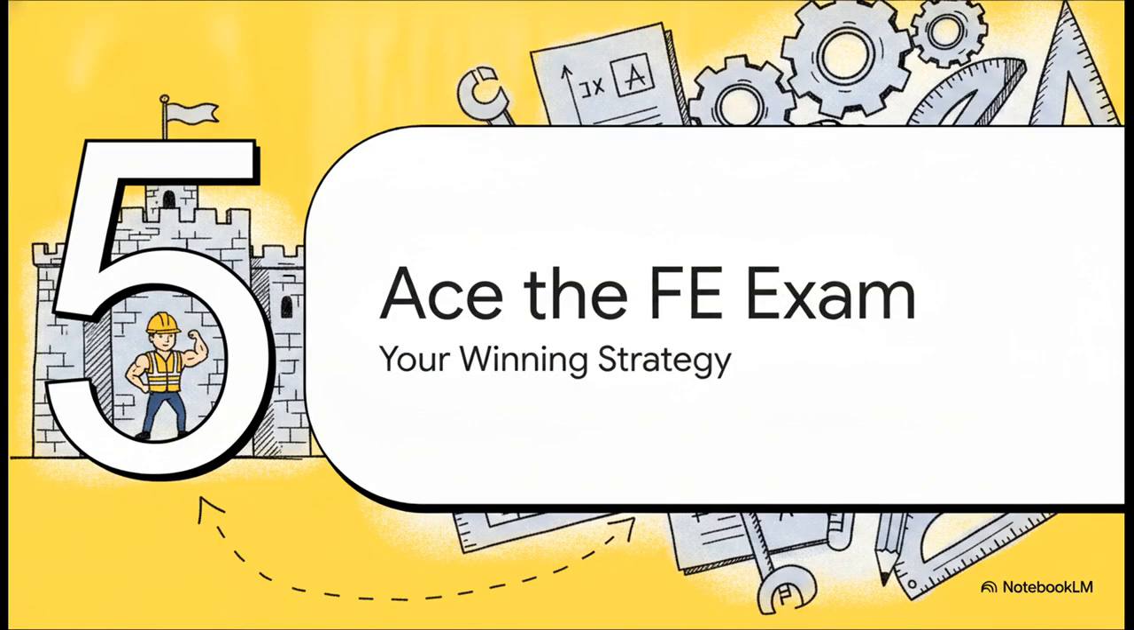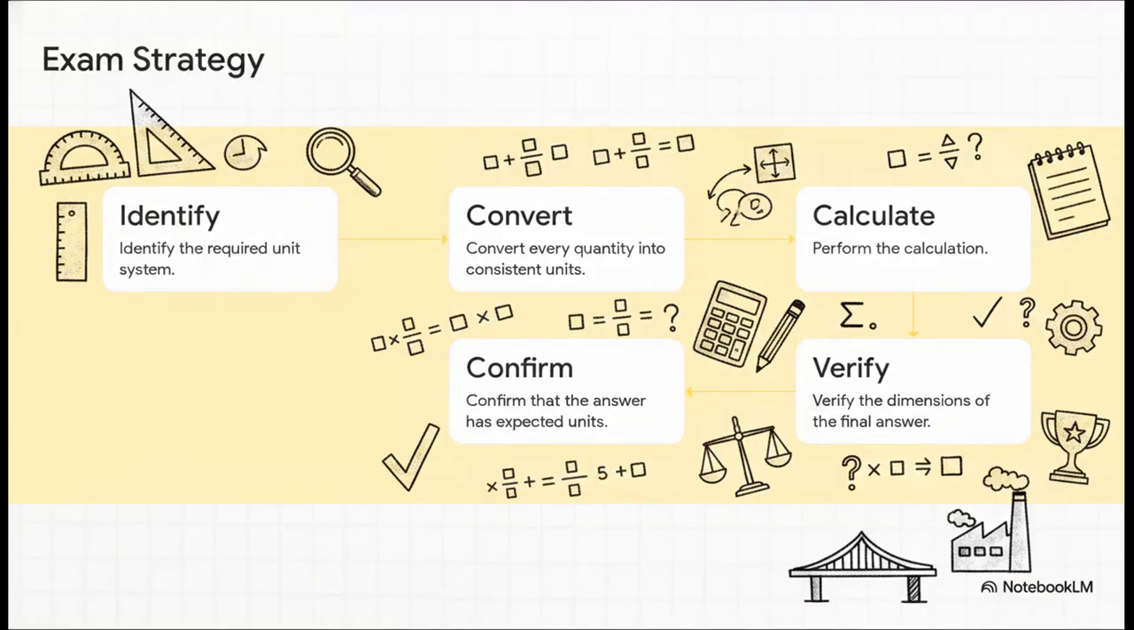Section 5. ACE the FE Civil Exam, your winning strategy. Let's see how this builds as we transition to conquering the ultimate boss fight, the FE Civil Exam. I really want you to internalize this 5-step rhythm for every single question you face. Step 1. Identify the required unit system right away. Honestly, I highly recommend highlighting or circling the required units in the question prompt first, before you even touch a calculator. Step 2. Convert every single quantity into consistent units before you do any math.